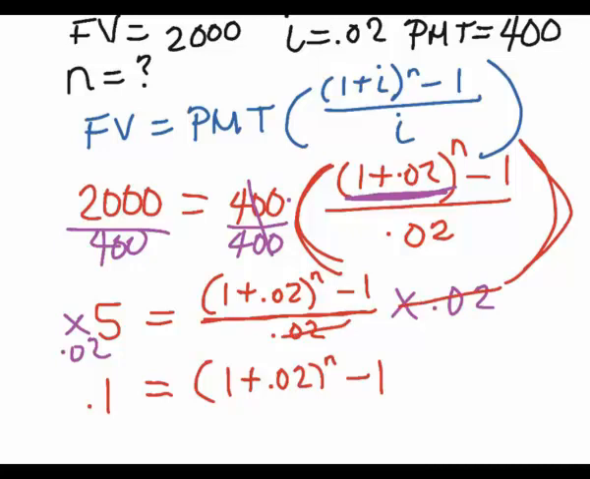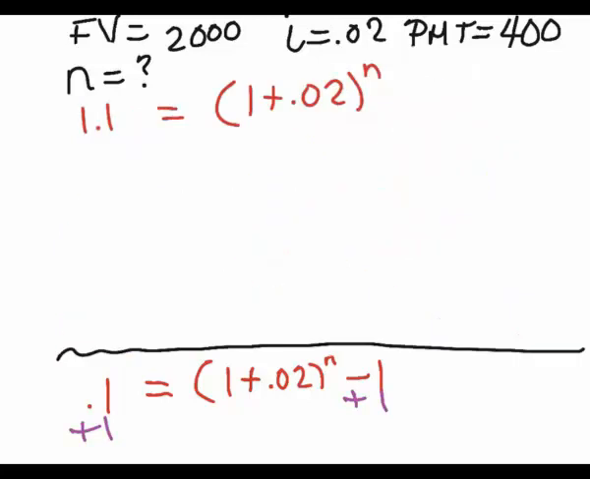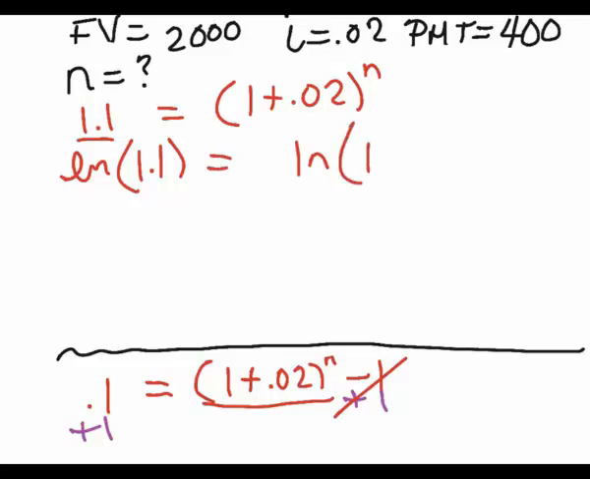They're subtracting 1, so I'm going to add 1 to both sides. Okay, so if you add 1 to both sides, this cancels, okay? 1 plus 0.1 is 1.1, which is where I got that, and all I have left is that. So that's the exponential expression by itself. I isolated the exponential expression. The next step is I have to take the natural log of both sides. So I'm going to take the natural log of 1.1, and I'm going to take the natural log of 1 plus 0.02, and that's raised to the n power.